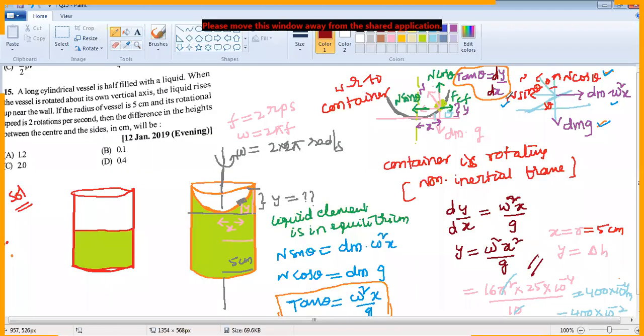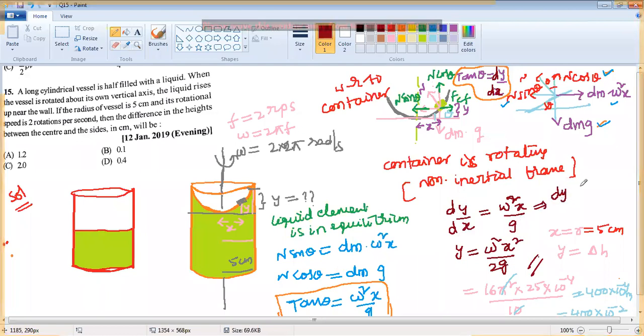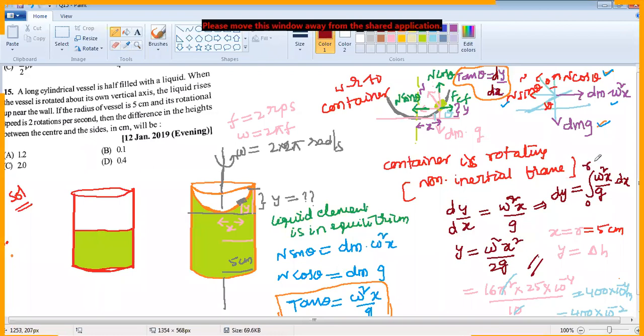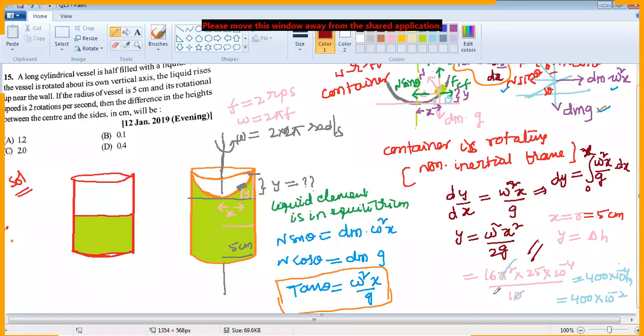One minute, here we made a mistake. Tan theta is equal to dy by dx. Actually this is not y by x. Tan theta is equal to dy by dx. Now for the dy by dx we take the integration. This becomes 2g. So look here, dy is equal to integration of omega square x by g into dx. Now integrate x from 0 to radius r. The integration of x power 1 with respect to dx is x square by 2, so by 2 we will get the answer.